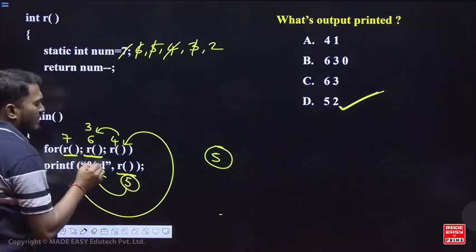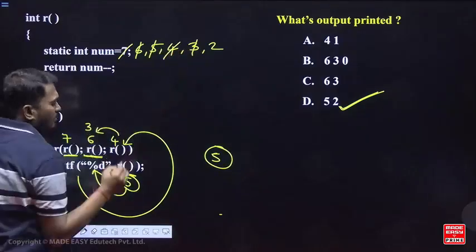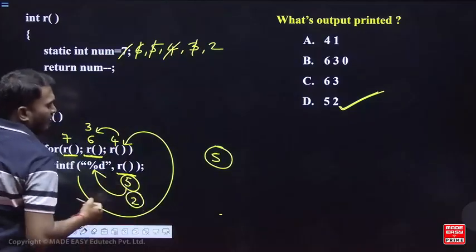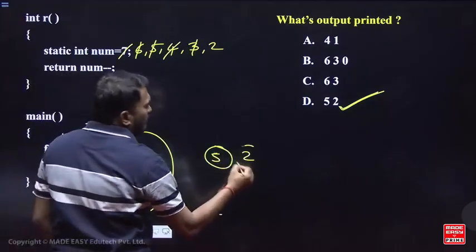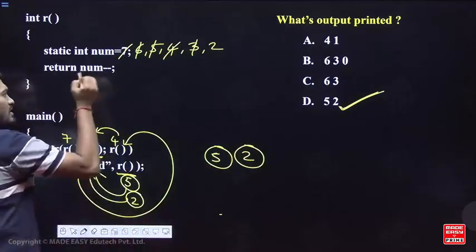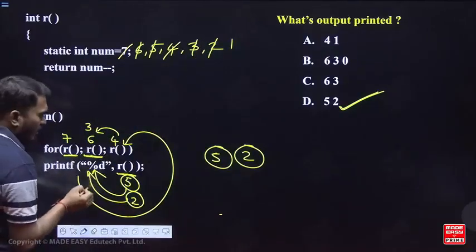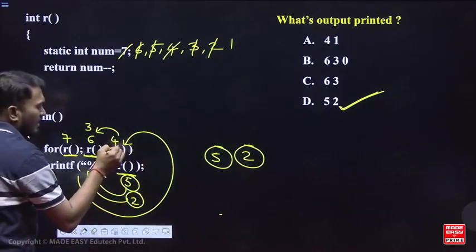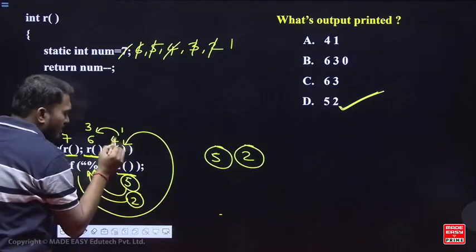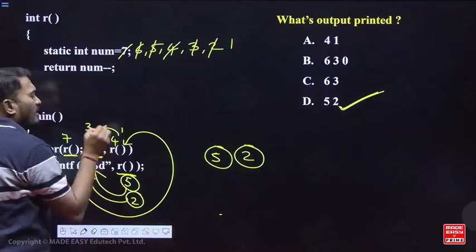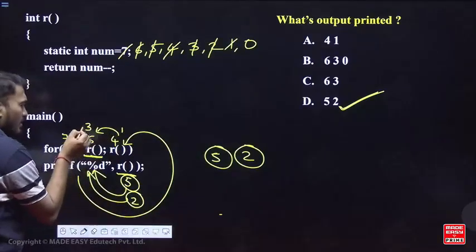You go inside, printf percentage d, R. When you call R, what will it return? What is the value now? 2. So 2 will be returned and printed with percentage d on the screen, because of post decrement it will become 1. And next when you call this R, what will it return? The number value is 1, so 1 will be returned, but afterwards it becomes 0. And next you are going to execute this.